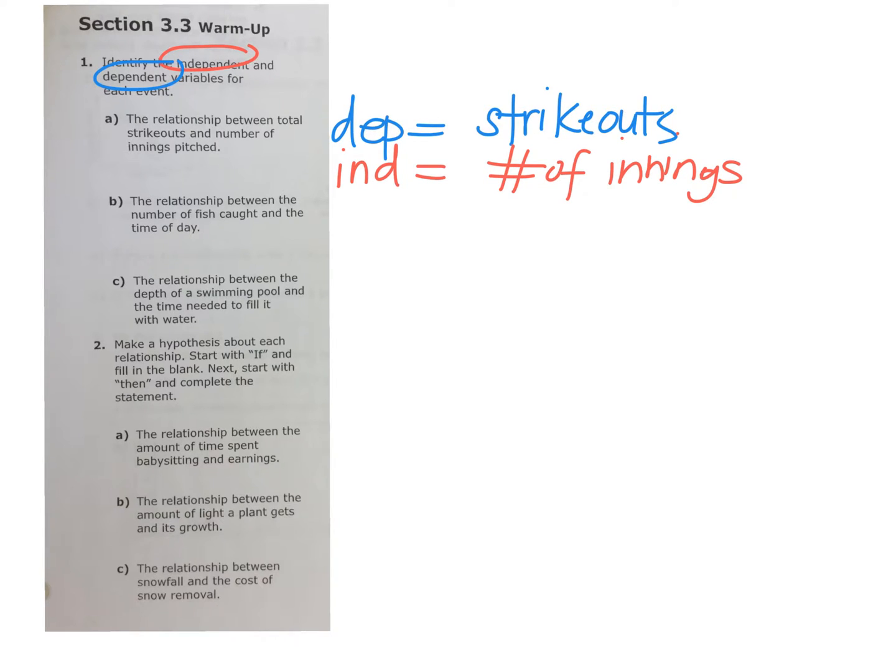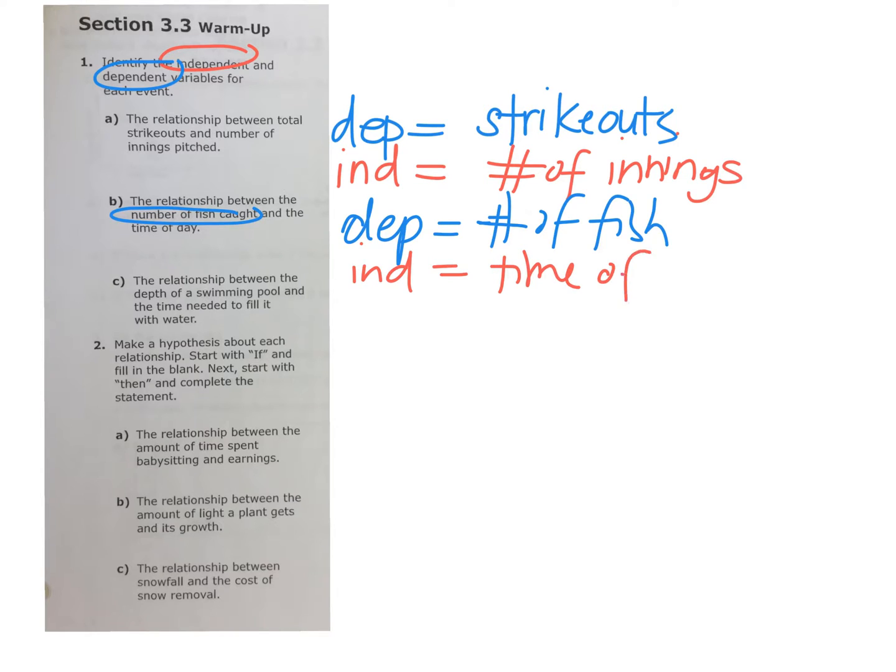The number of fish depends on what time of day it is. What do you think would happen as time goes on? Maybe they'll catch like 2 fish at 1 p.m. So the number of fish is dependent, and the independent would be the time of day. Maybe you would catch more fish as the day progresses. As time goes on, it's possible that you're going to catch more fish, right? Because if you're spending more time fishing, as time passes, the number of fish you catch increases, correct?